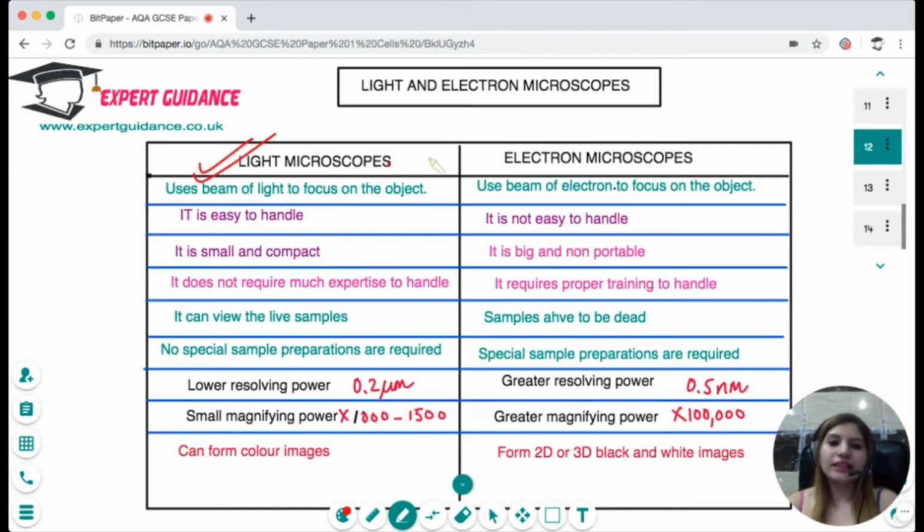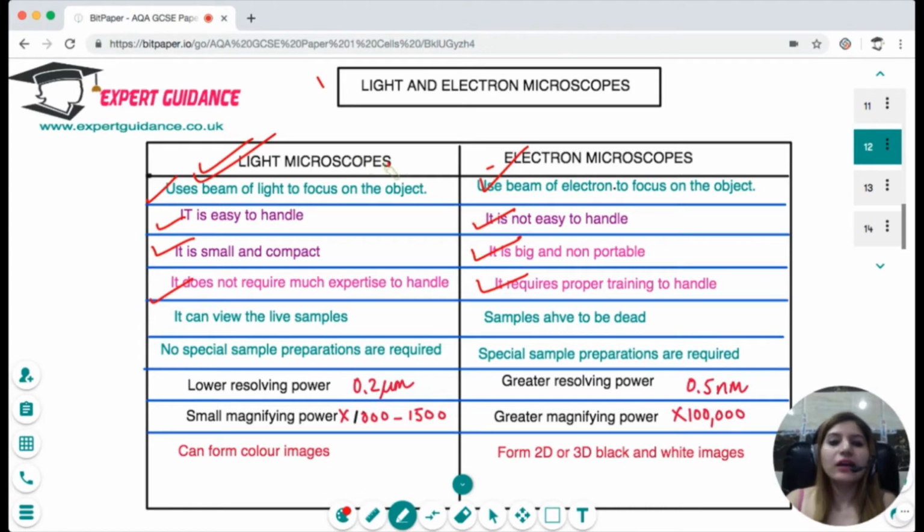Okay, so now there are two types of microscope. First, we had the light microscopes. These are the microscopes which you see in your school laboratory. They are easy to handle, small and compact, do not require much expertise to handle, and they just have either a mirror at the bottom or a bulb, as they use a beam of light to focus on the object. Whereas the electron microscope is not easy to handle, it is big and non-portable, requires proper training, and it uses a beam of electrons to focus on the object.